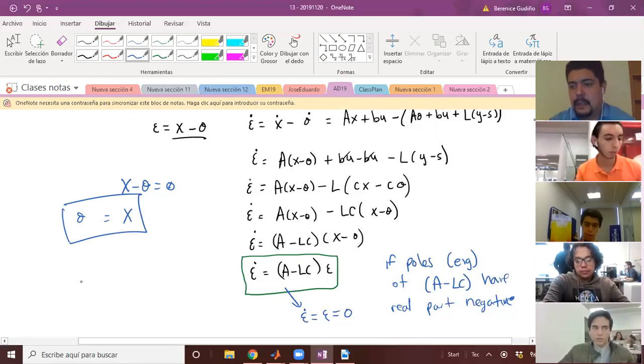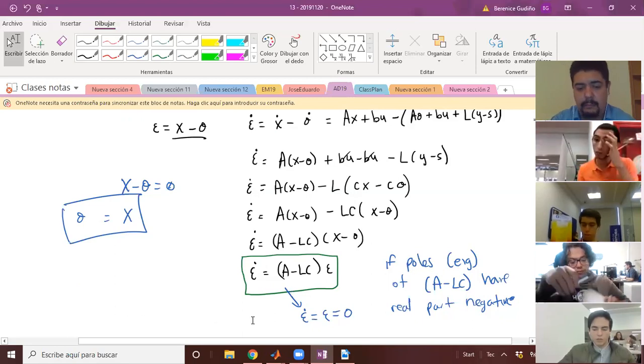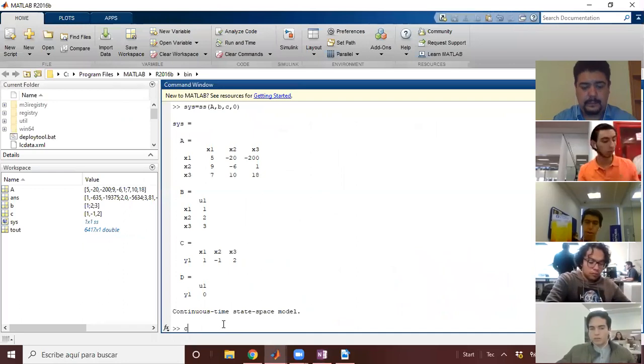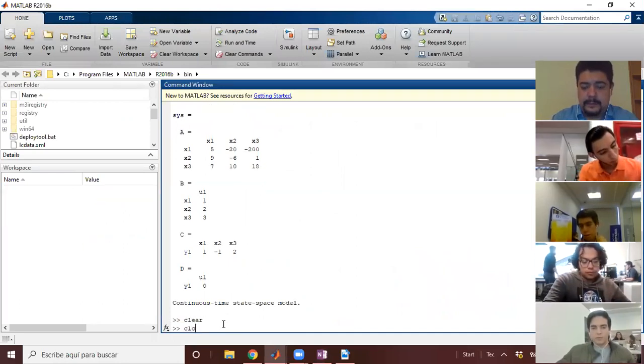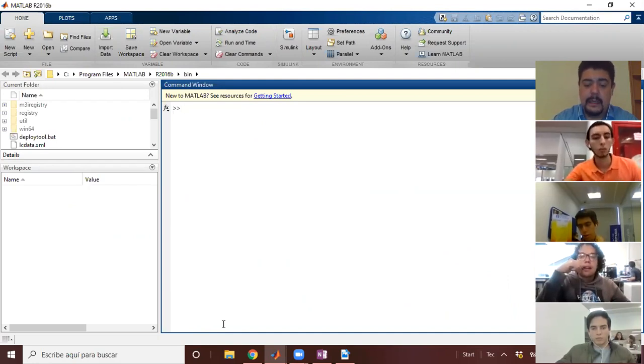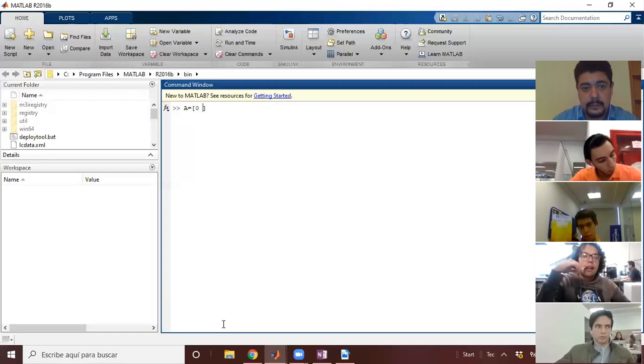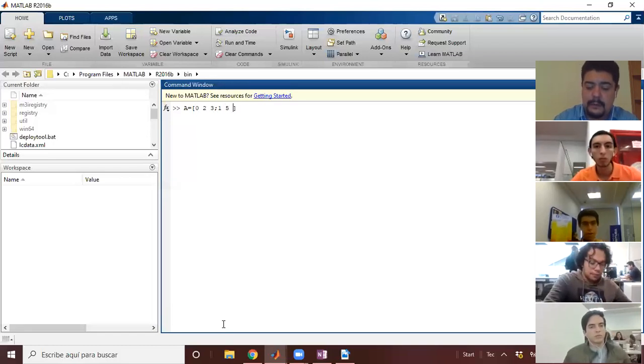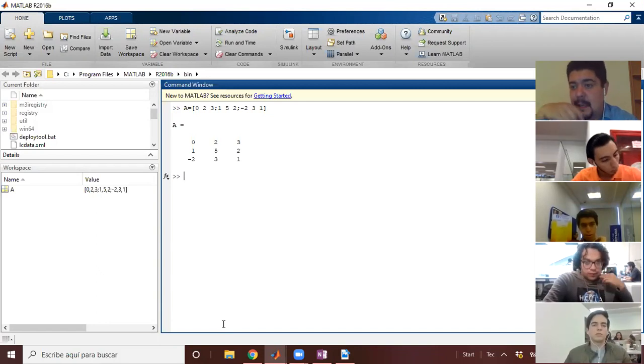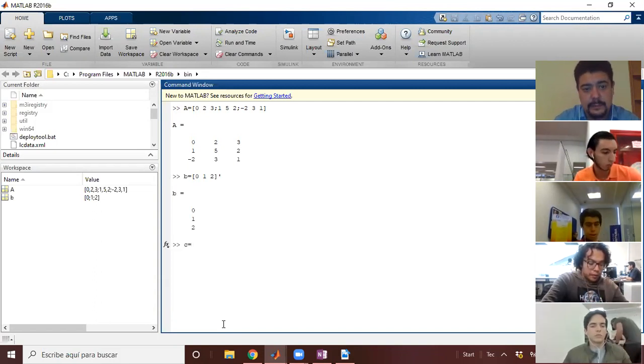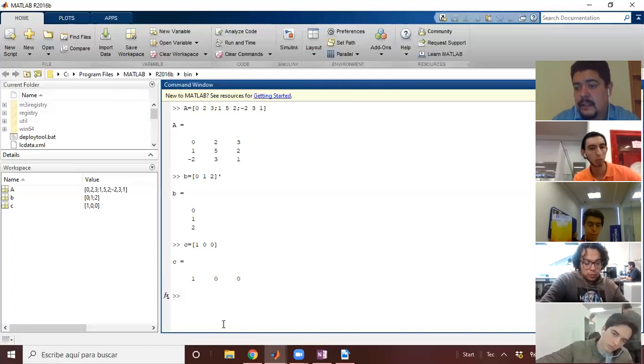So let's do an example and hope that this gets a bit clarified. Let's start with making A equal to 0, 2, 3, 1, 5, 2, minus 2, 3, 1. This is matrix A. Let's make matrix B equal to 0, 1, 2, transposed. And let's say that matrix C is equal to 1, 0, 0, meaning X1 is the output of the system.